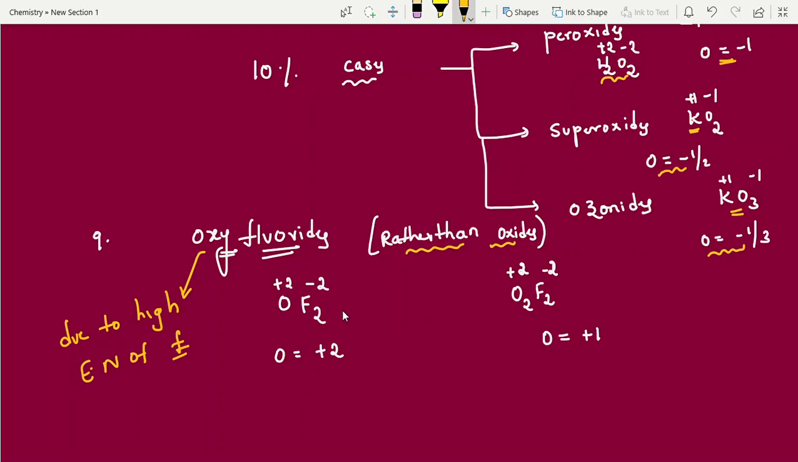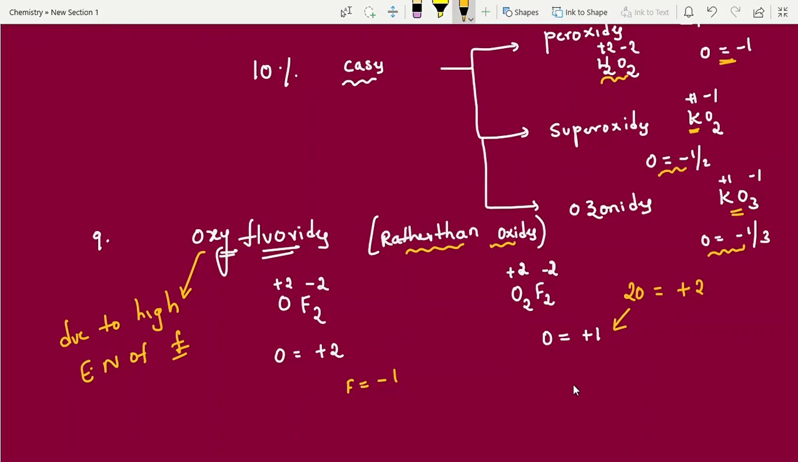Now, look into this. Fluorine: what is the fluorine oxidation state? -1. How many fluorines? 2, so -2. The total compound value must be 0, so definitely oxygen is +2. +2 and -2 cancel, and finally it's 0. But each oxygen is +2? No. Each fluorine is -1, right? Here also the same logic. Each fluorine -1, 2 fluorines -2, so the oxygens together are +2. With 2 oxygens, the total is +2, but each oxygen is +1.